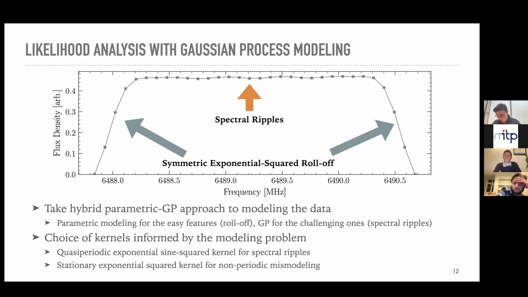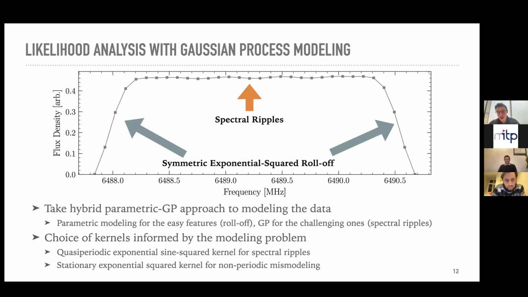But we're going to be a little more sophisticated than what I've been talking about. We're going to try to leverage the information that we do understand about the shape that this data takes. And for what we don't understand, we're just going to say, okay, hit it with a Gaussian process model. So what you see here is you have the symmetric exponential squared roll-off at the edges, and you also have these spectral ripples. Now, I don't really know how to accurately model these spectral ripples in a parametric way. So I'm just going to say, forget it. That's for the Gaussian process model. But for the exponential squared roll-off, I do know e to the minus x squared, I know how to code that, right?